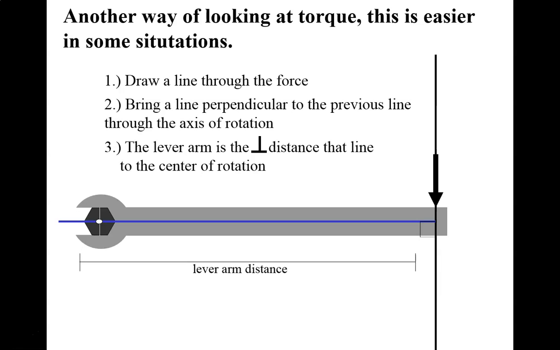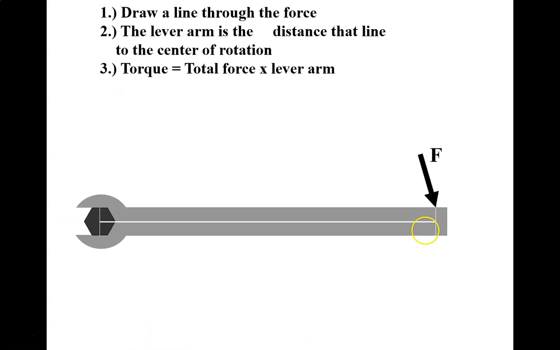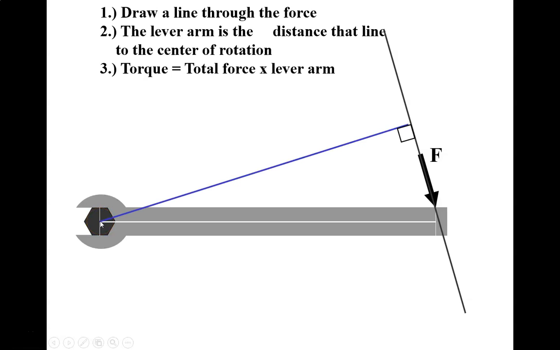Let's look at another couple of examples where it makes more of a difference. So draw your line through the force. You can do this with a ruler or you can do it in your mind. Kind of sketch it out, because we're going to use sine, cosine, and tangent for this. We're not going to get out our rulers and measure anything. Now we bring a line perpendicular to that line until it goes through the axis of rotation. So it's got to be perpendicular to this force line, and it's got to go through the axis of rotation, the center of the bolt. And now this blue line, the distance from the axis of rotation to the force line, that's my shortened lever arm.